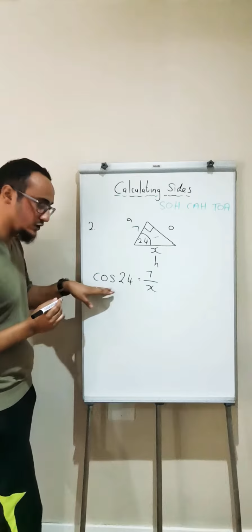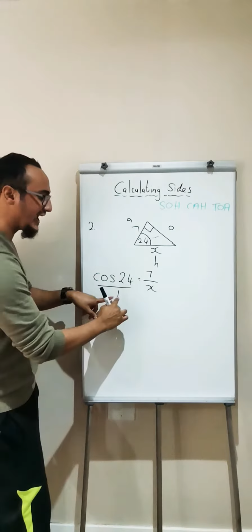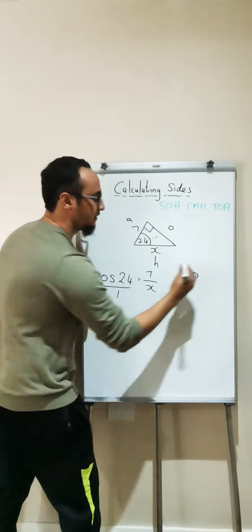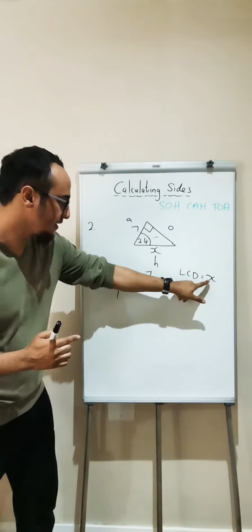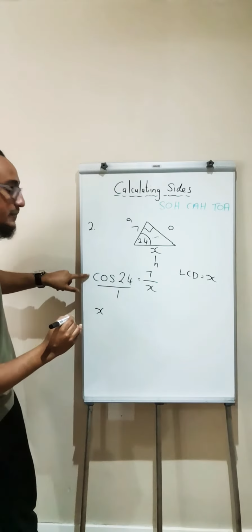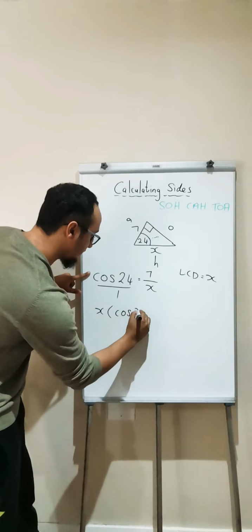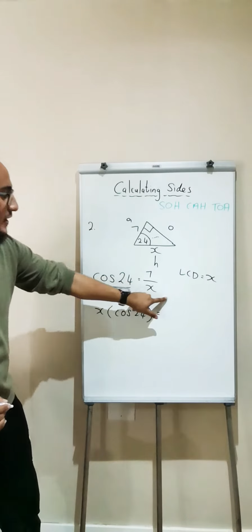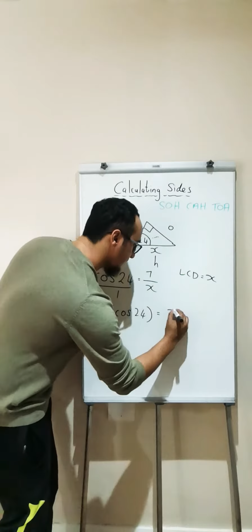Now what do I do over the cos 24? I make it a fraction. What is my LCD of 1 and x? It will be equal to x. So same concept, x divided by 1 is x, and x multiplied by my numerator. So cos of 24 is equal to x divided by x is 1. 1 multiplied by 7 is equal to 7.